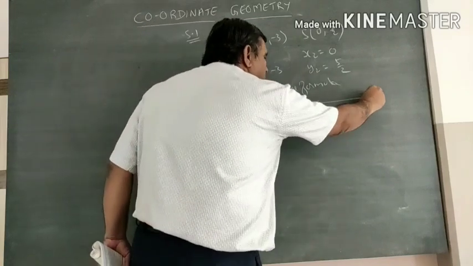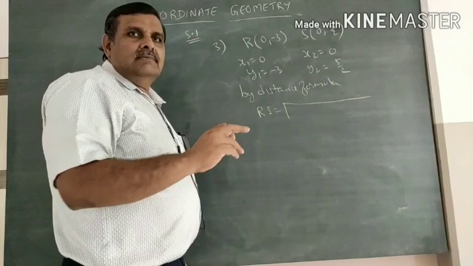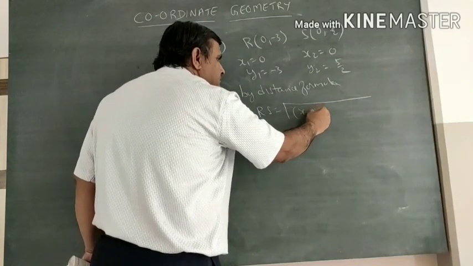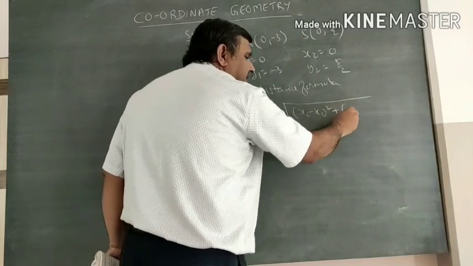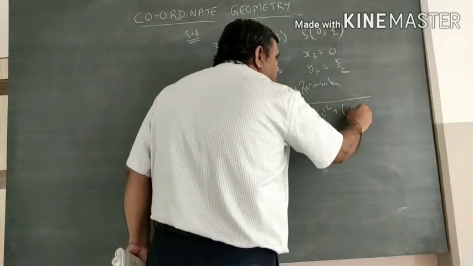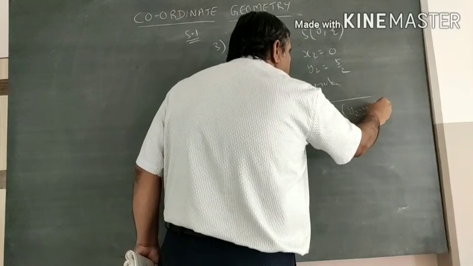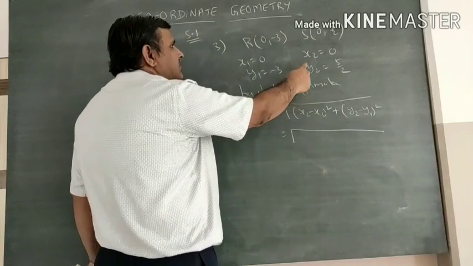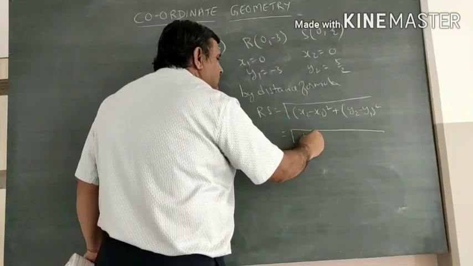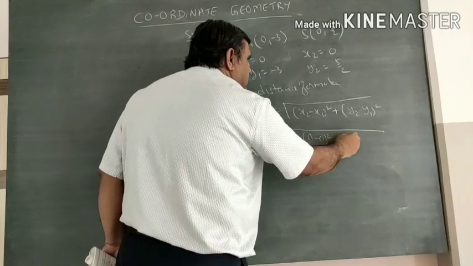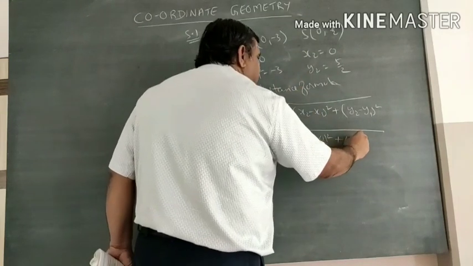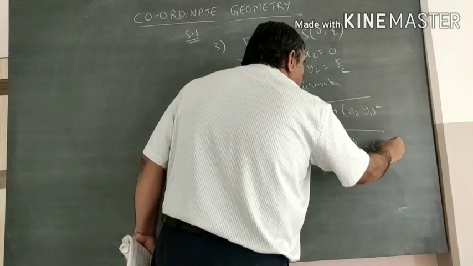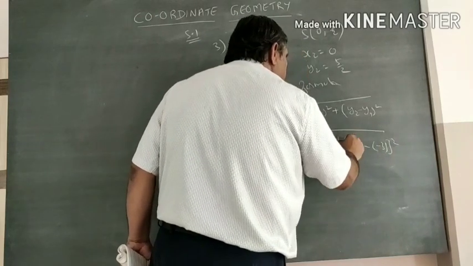RS is equal to under root. What is our distance formula? Under root x2 minus x1 square plus y2 minus y1 square. Now next step, substitute. x2 minus x1 means 0 minus 0 square. y2 minus y1 means 5 upon 2 minus minus 3 square.